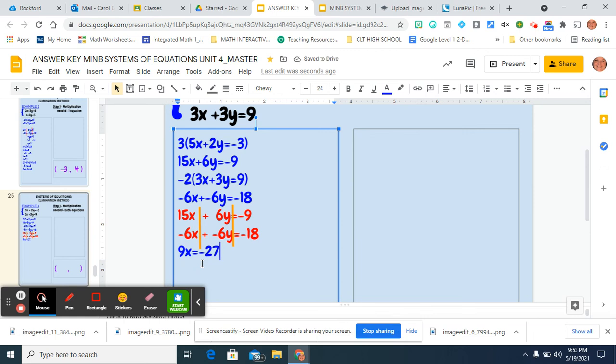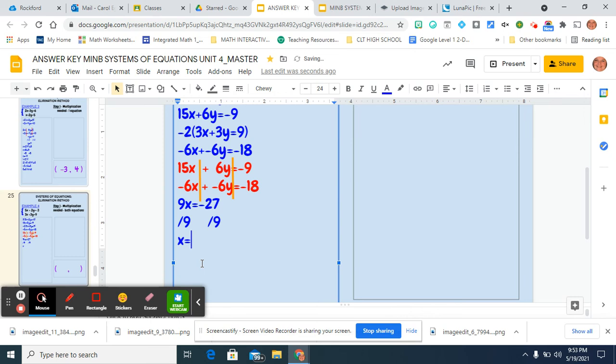By the way, when I look at that negative 9 and negative 18, what I see is 1 9 up above, and then 18 is 2 9. So really 9 times 3 is 27. That's how I can do that quickly in my head. We're going to divide both sides by 9. And I'm going to come up with x equal to negative 3.